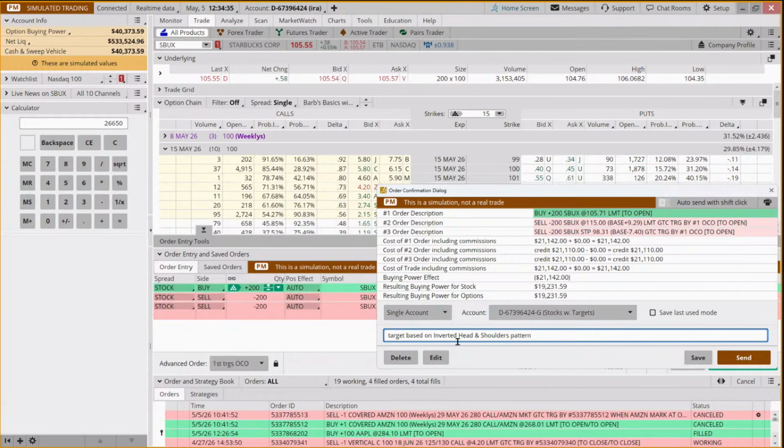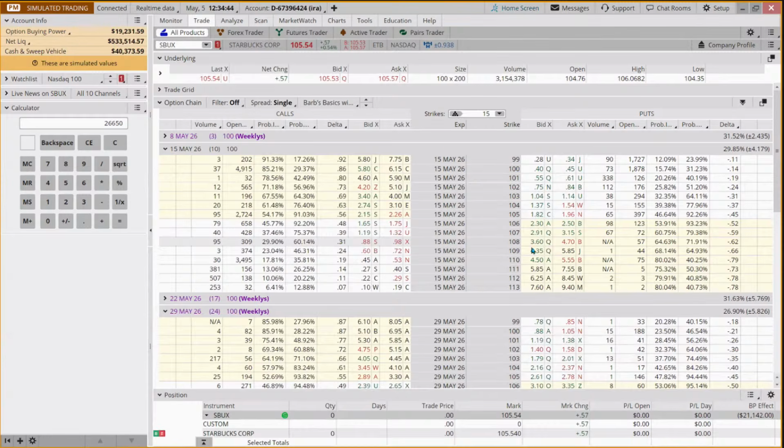So if you're looking at it and going, where did I come up with 115? This is just a note from you to you. So fire in the hole, we'll send that in. Okay, so let's look at some other charts.